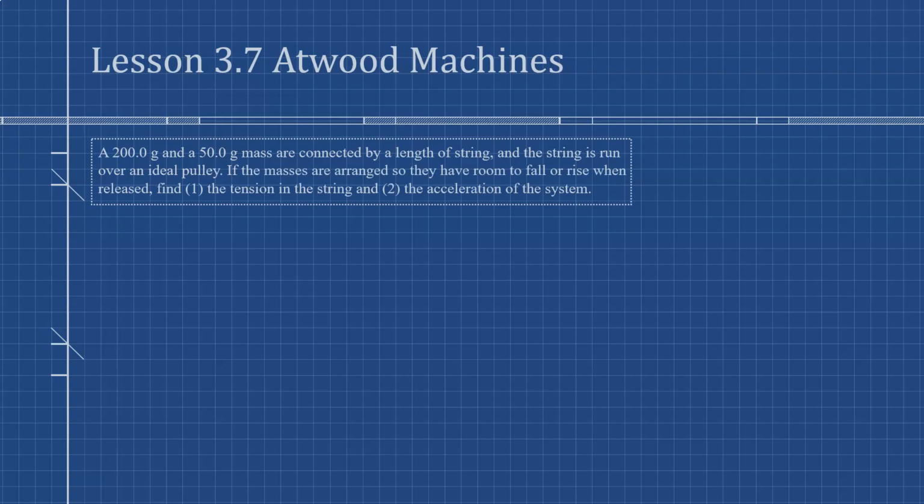We have a 200 gram and a 50 gram mass connected by a length of string. The string is run over an ideal pulley. If the masses are arranged so they have room to fall or rise when released, find first the tension in the string and second the acceleration of the system.